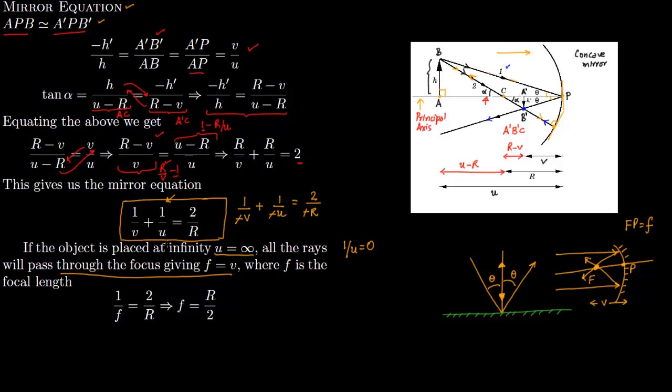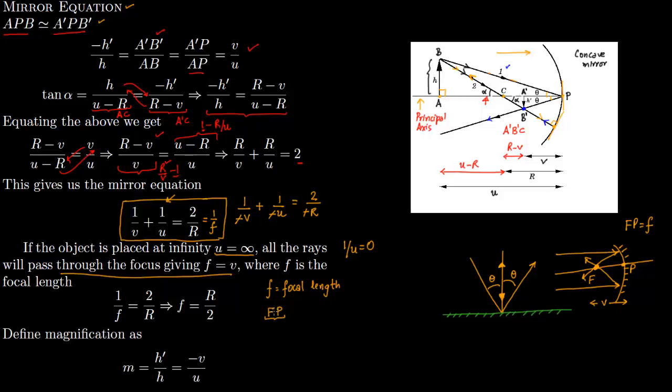So otherwise you can see directly from the formula, 1 by U you put as 0, instead of V you plug in F, you get 1 by F is equal to 2 by R, or F is equal to R by 2. So generally this equation is also written as this is equal to 1 by F, where F is the focal length. So focal length means the length from the focus to the pole of the mirror. So this length is the focal length.